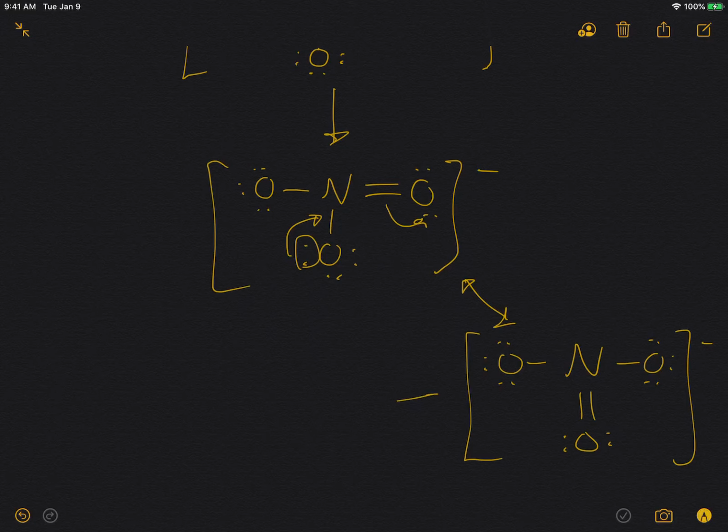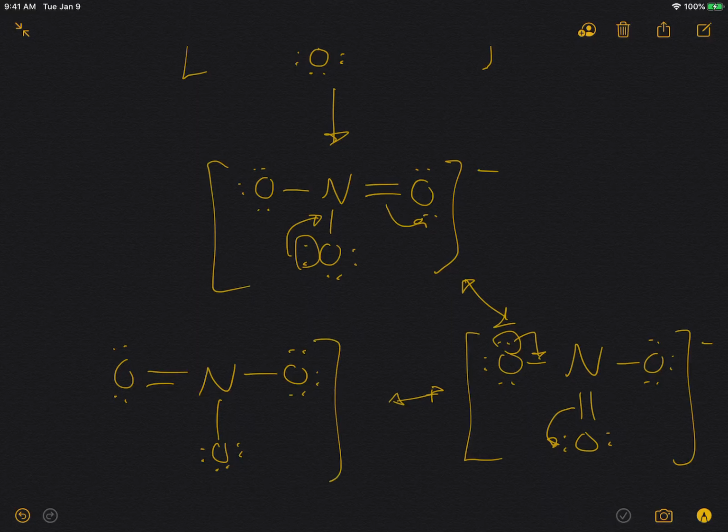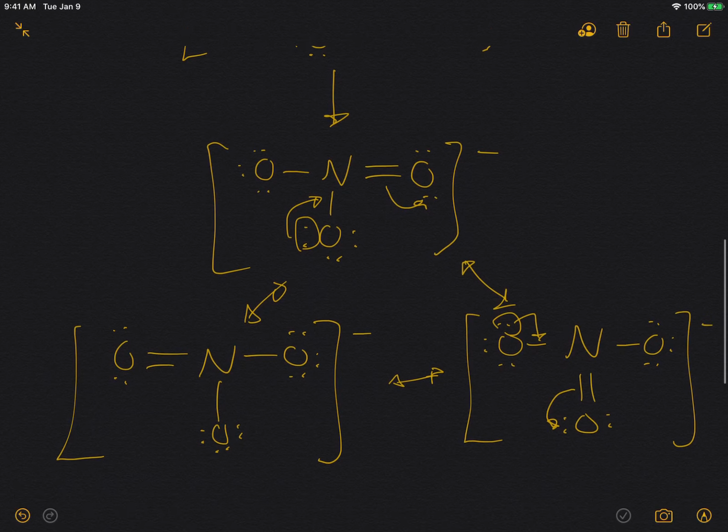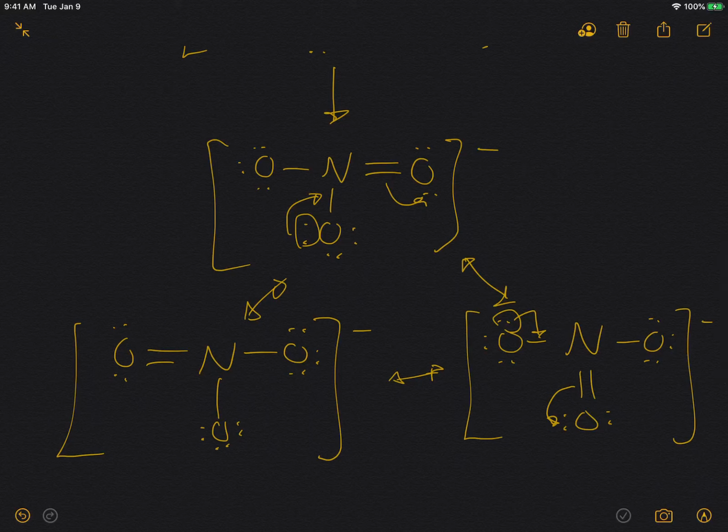Or something else can happen, essentially the same thing that just happened. This double bond becomes a lone pair, or one of those bonds in the double bond becomes a lone pair, and this lone pair will become the second part of that double bond. So now the double bond will be in this position. These are called resonance structures, and they're all equivalent because that double bond can be in any of those 3 positions.